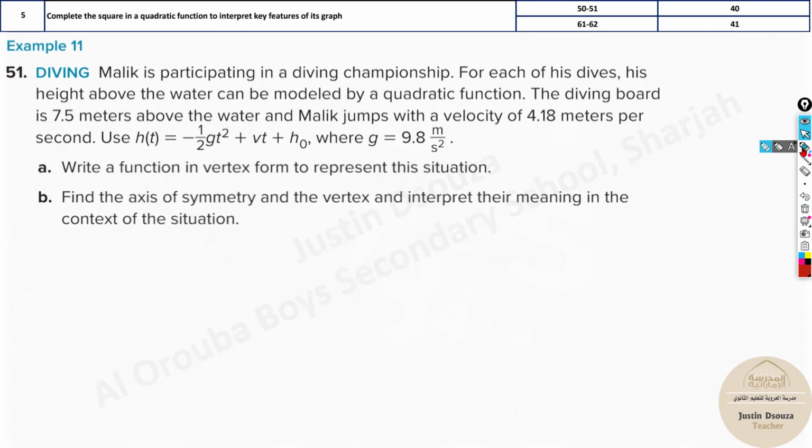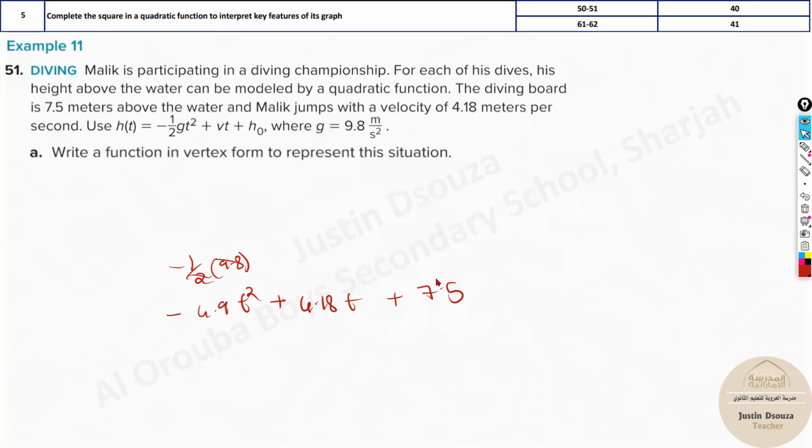Similarly, you can solve the other problems. All you need to do is substitution. Look at this. Here, negative half g, where g is given as 9.8 meters per second squared, so it will be 4.9. Then minus 4.9t squared plus, what is v over here? Velocity is given as 4.18t, plus the initial height of 7.5. This is how you write the function. And then we have done the other things.